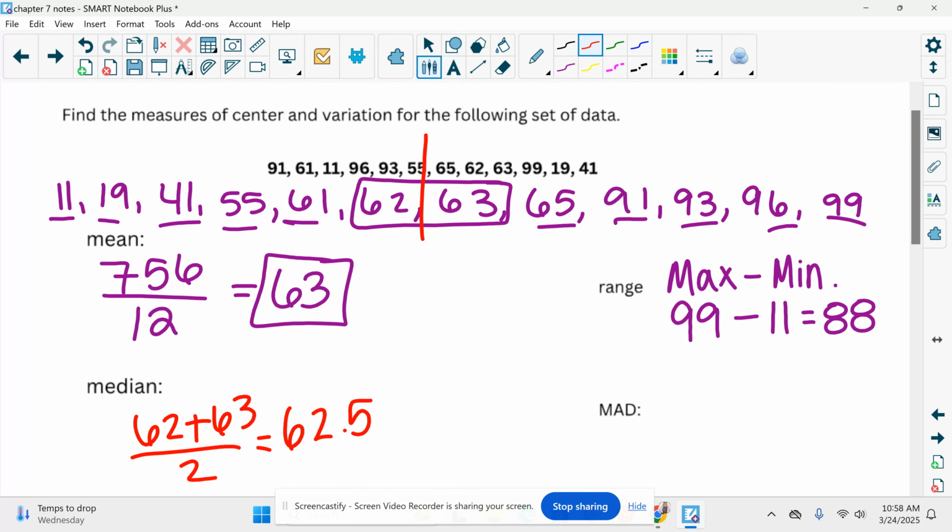62.5. Did you hit enter and then divide? You have to do that because it does order of operations, and then it ends up dividing 63 first. Okay, so there's our median.